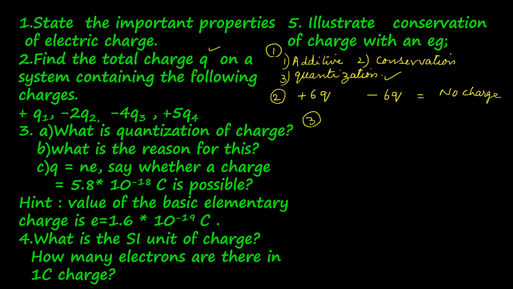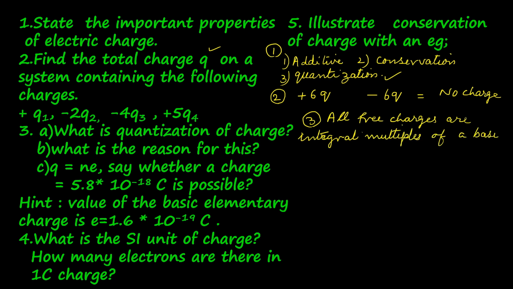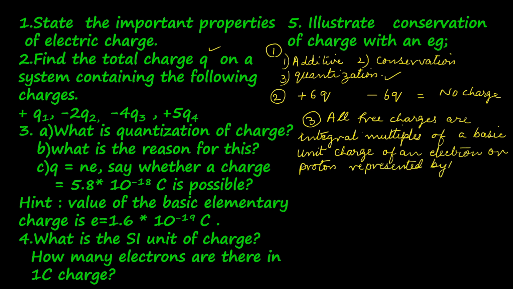Third question A. What is quantization of charge? Quantization is the property of charge by which all free charges are integral multiples of a basic unit charge of an electron or proton, represented by the letter e. For electron it is negative e and for proton it is positive e. Integral multiple means whole number multiple, that is, not a fraction.